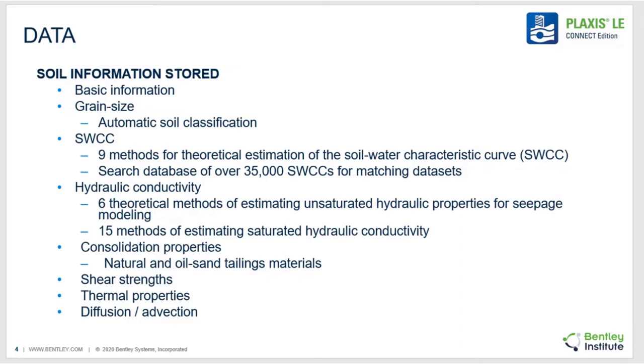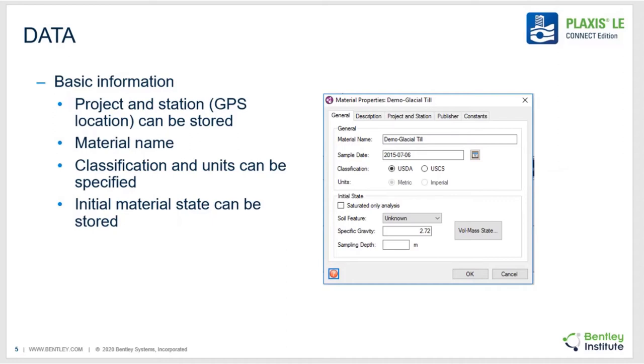The basic soil information stored by the system is the grain size information. It also stores the soil water characteristic curve, the hydraulic conductivity, consolidation properties, shear strength, thermal properties, and contaminant transport material properties such as diffusion and advection. For the unsaturated hydraulic properties, there exist methods for both theoretical estimation of the unsaturated hydraulic properties or methods of data mining the database to determine realistic properties. The basic information stored by the package involves a material name, its GPS location, as well as classification information, and the units utilized for the sample. The initial material state can be stored as well.